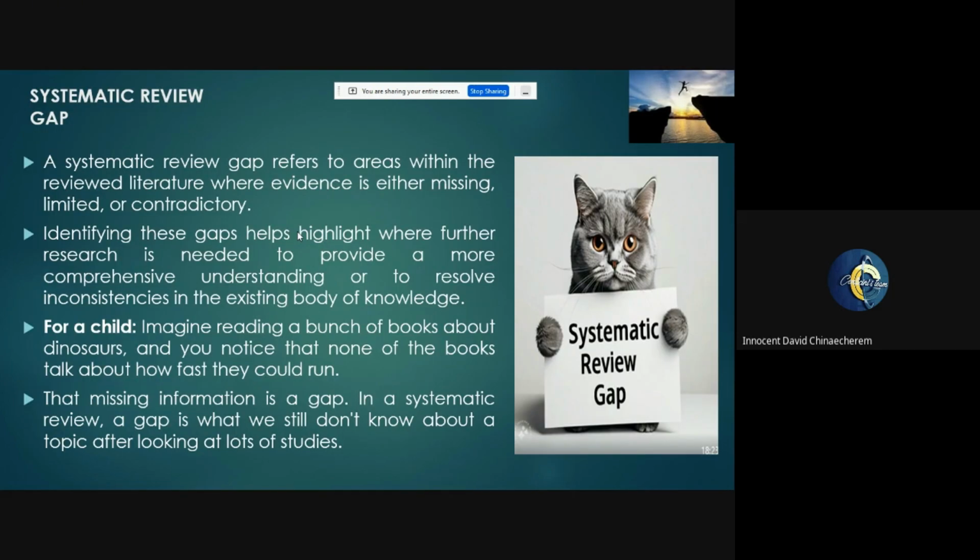So we now start asking the question, what's now a systematic review gap? It becomes very simple, right? Because if we're going to say the normal gap is what's unknown, that means in terms of systematic reviews, there exist somewhat unknowns. So a systematic review gap is just those areas where reviewed literature or evidence is either missing, or there's a limitation, or there's something that is contradictory, right?